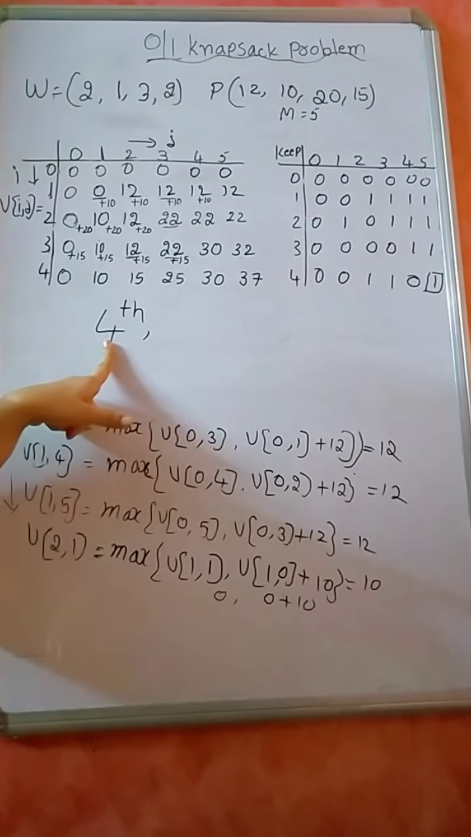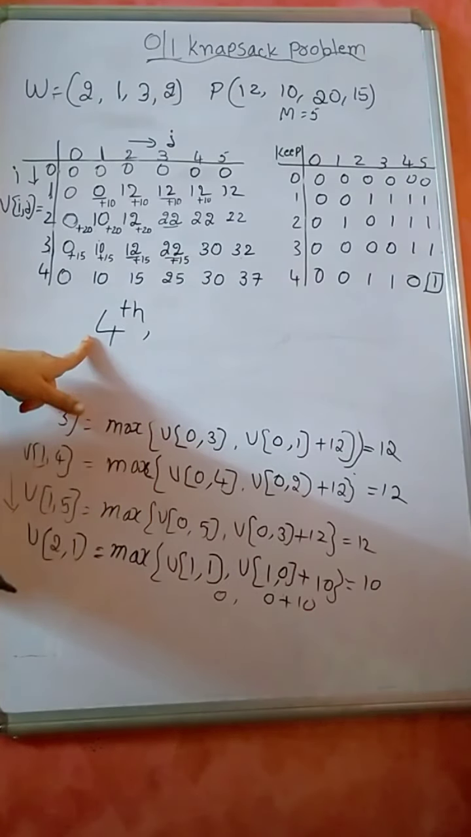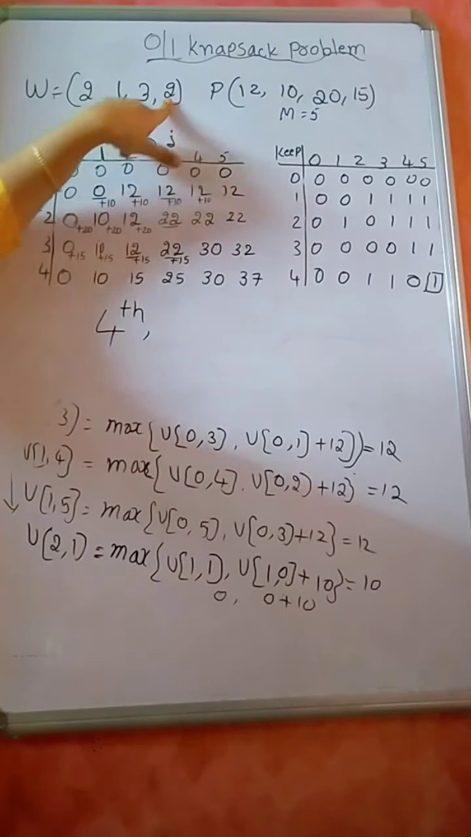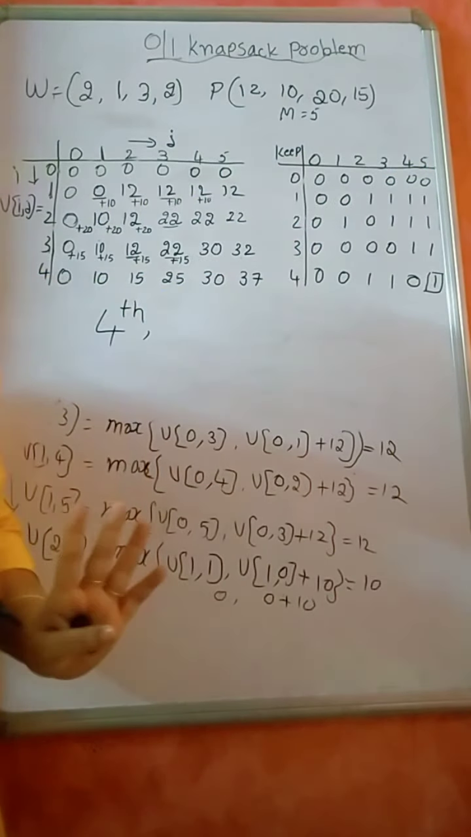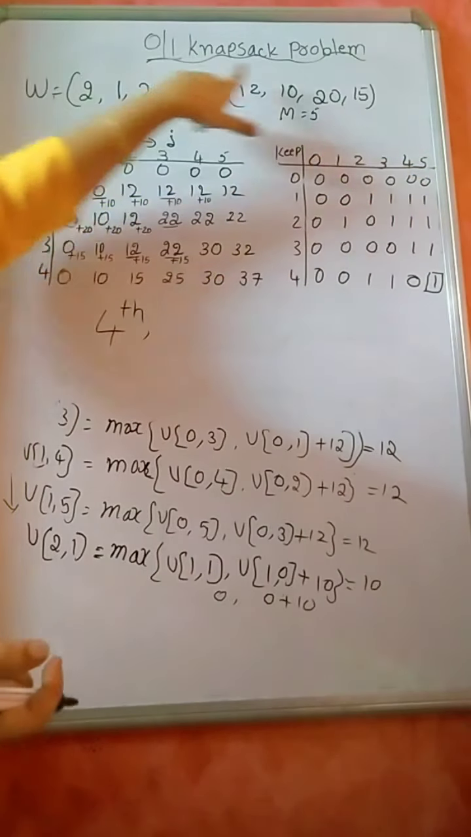So which object is selected? The fourth object is selected. When I am selecting this fourth object, what is the weight of the fourth object? 2. Okay. What is the remaining capacity here? 5. So when I am selecting that particular object, its weight has to be taken out. So it is 5 minus 2.